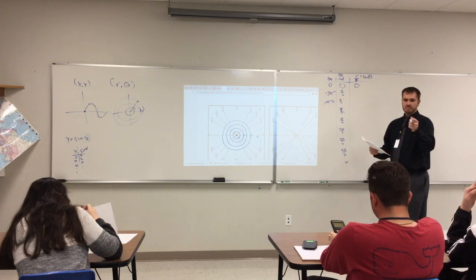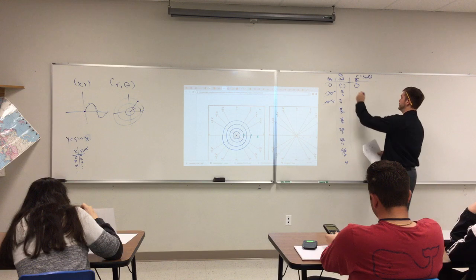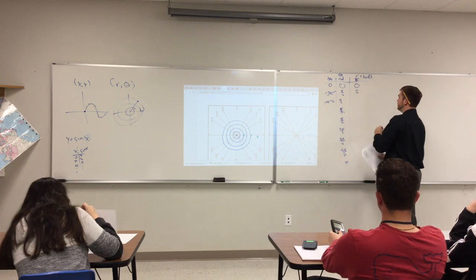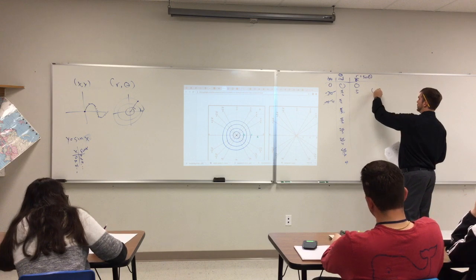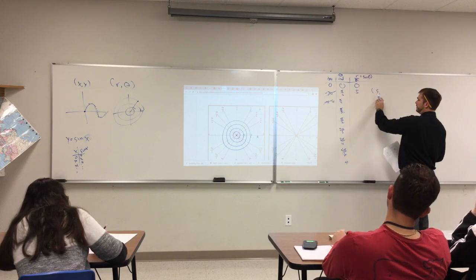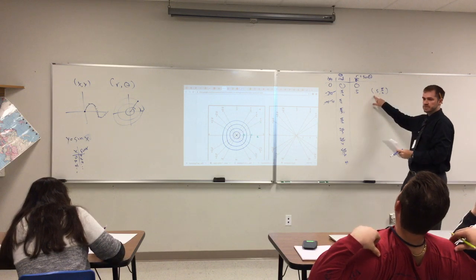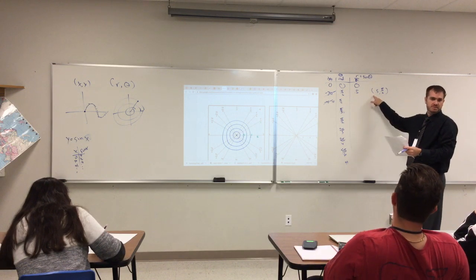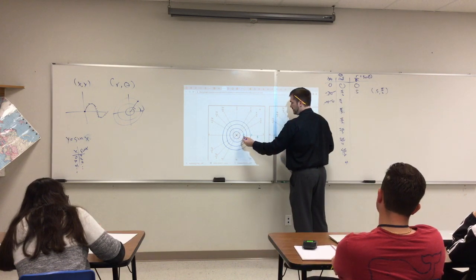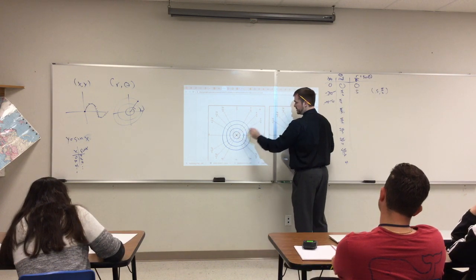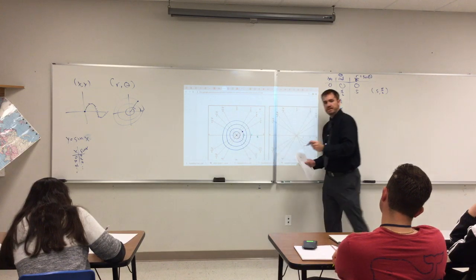So type in sine pi over 6, enter. 1/2? So 0.5. What we're going to do now is plot the point 0.5, comma, pi over 6. This is plotting points, that's what we did last week, right? So 0.5, so we're on the 0.5 circle, and the pi over 6 angle, so that's right there.